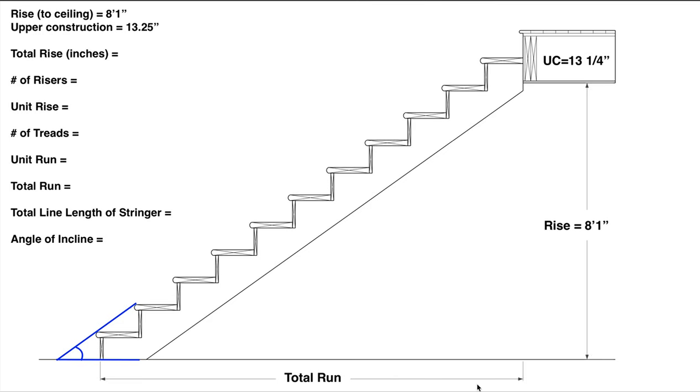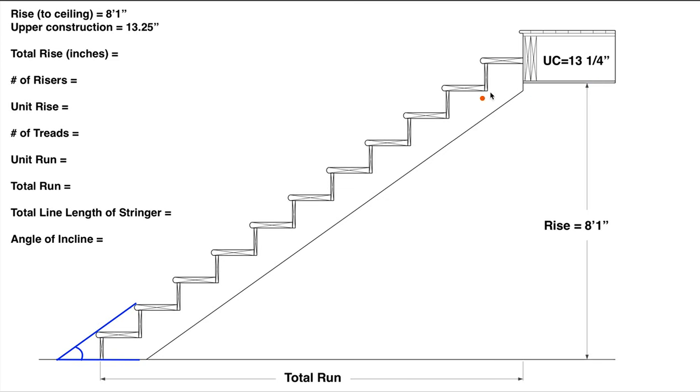The thing that's different in this example is that we are calculating our rise from the floor to the underside of the ceiling, and we are including our upper construction, which is just our floor construction and all the finishes. We have to include all the finishes. So here we have our ceiling. We have our 2x12 floor joist, 3/4 inch subfloor, and 3/4 inch finished flooring. The reason why we have to include even our ceiling finishes here is because we're measuring to the finished ceiling.